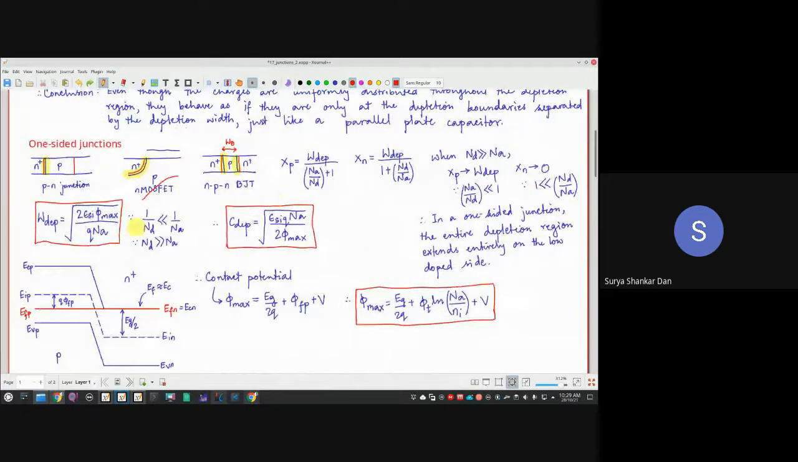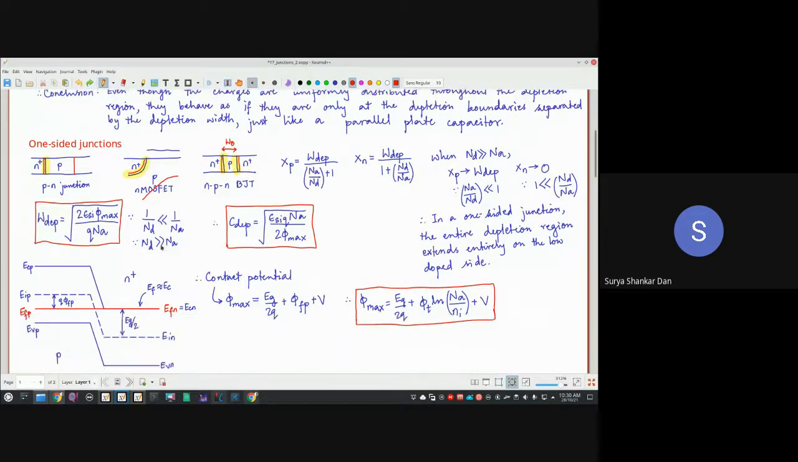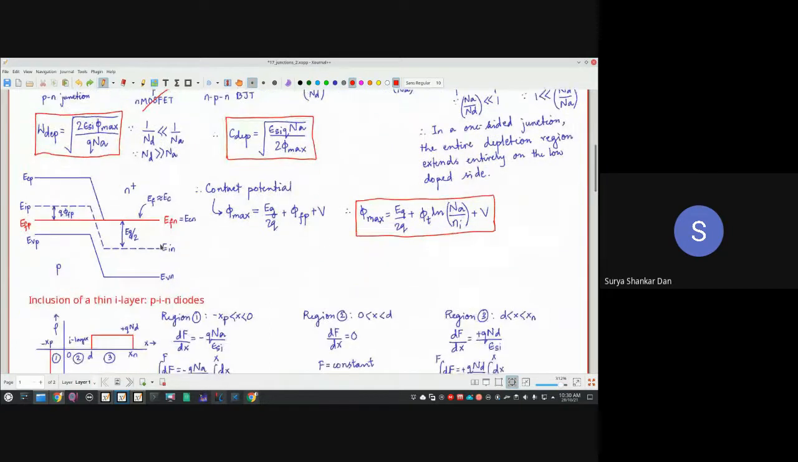Okay, so if this is true, then what is the C depletion? The C depletion expression that we derived, now you can see, you are only left with this particular relation. Okay, so a one-sided junction is there in every N plus P junction in a MOSFET and also in a BJT. BJT you will not encounter anywhere in the modern world. You will find it in all MOSFET, FinFET, TFET, everywhere you will find an N plus P junction.